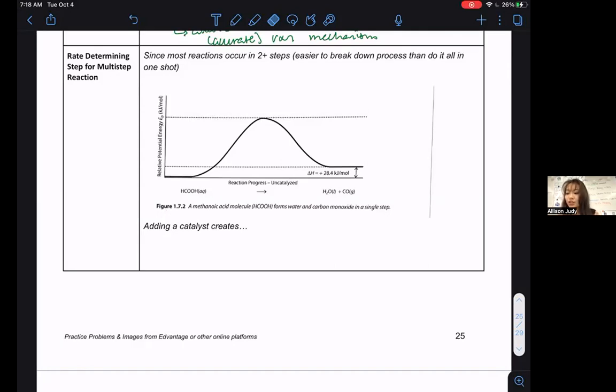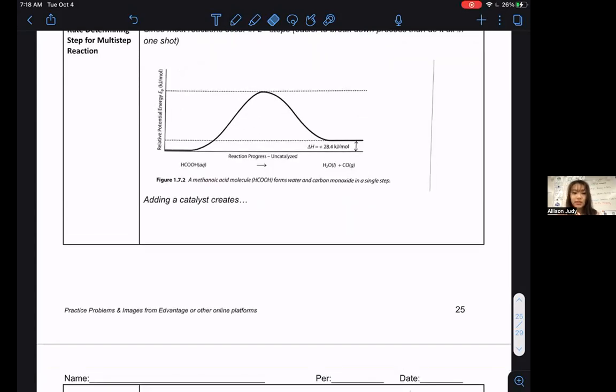So, since most reactions occur in two or more steps, due to the fact that it's easier to break down the process than do it all in one shot, because of the needed energy required to break the bonds, as well as the orientation that it would require to align two or more. What we see is a multi-step process.